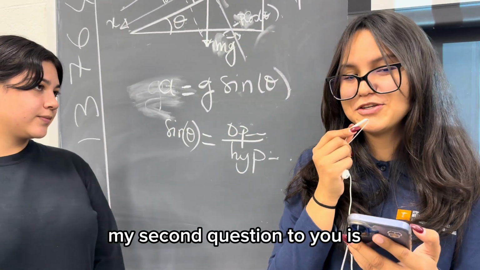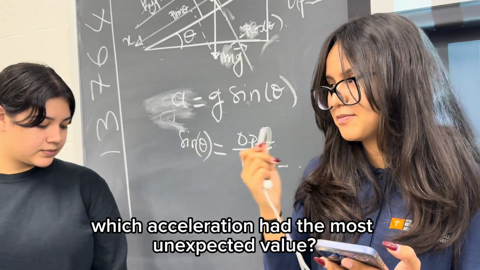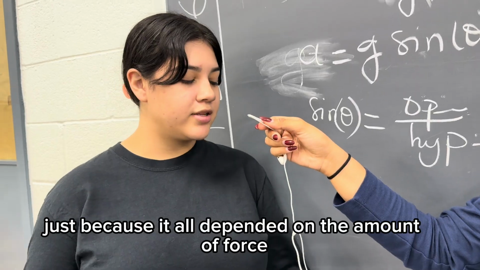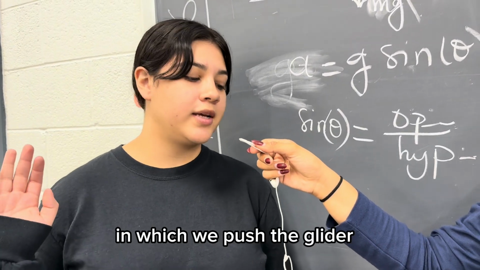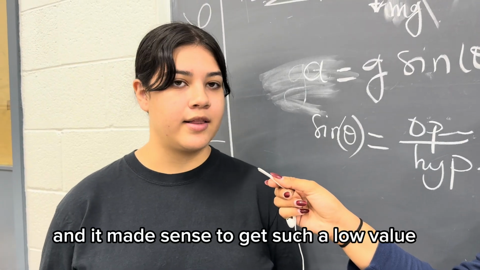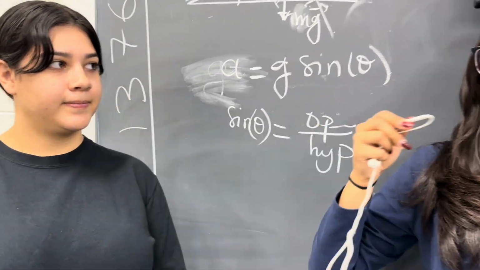My second question to you is, which acceleration had the most unexpected value? I would say neither, just because it all depended on the amount of force with which we pushed the glider, and it made sense to get such a low value because of our meters per second. Thank you.